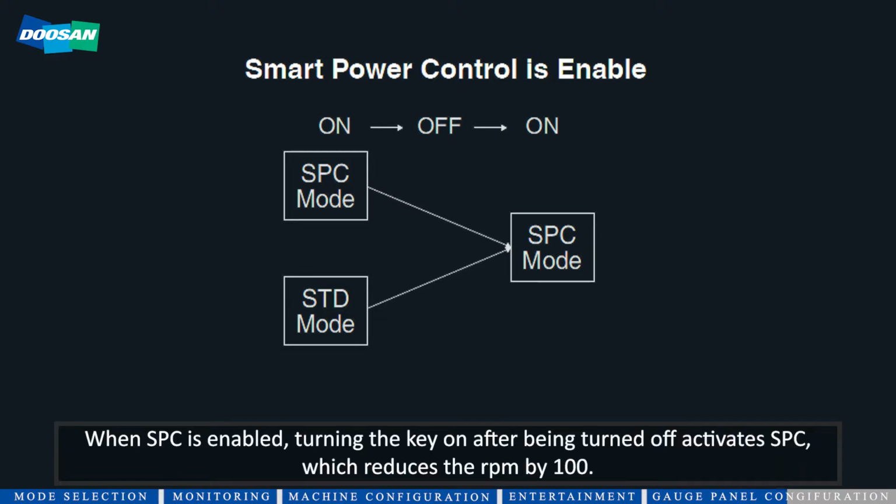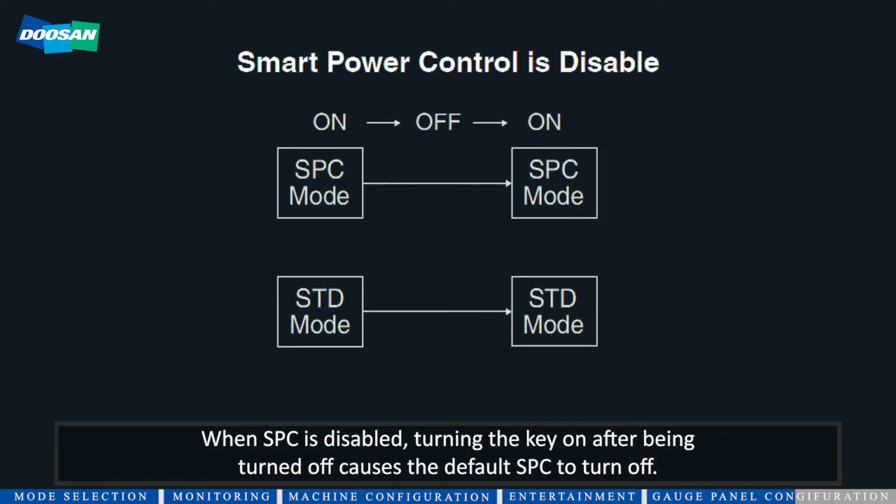When SPC is enabled, turning the key on after being turned off activates SPC, which reduces the RPM by 100. When SPC is disabled, turning the key on after being turned off causes the default SPC to turn off.